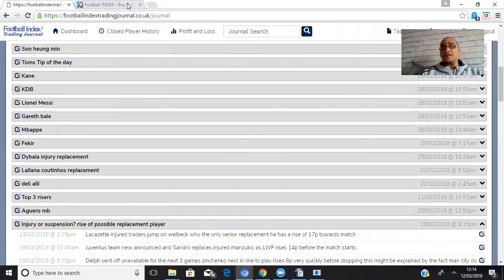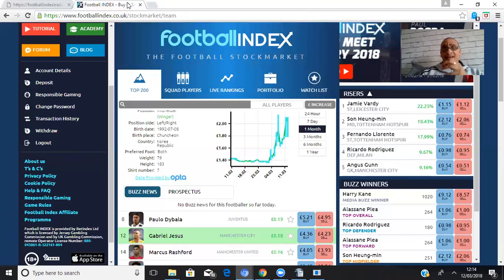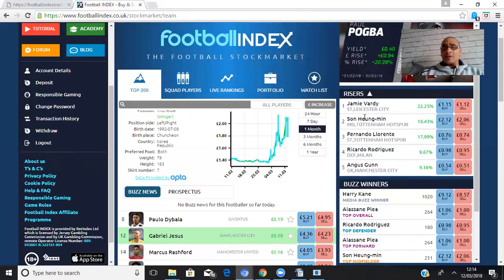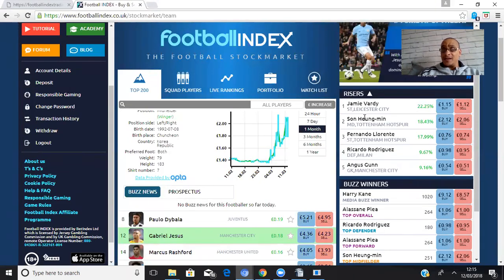We've gone through the top 3 risers. We've gone through Tom's tip of the day. We've gone through the trend list, and this is all information that is available to every Football Index user. It's just about finding an edge with this, and by recording the information and spotting patterns, then you'll do that.